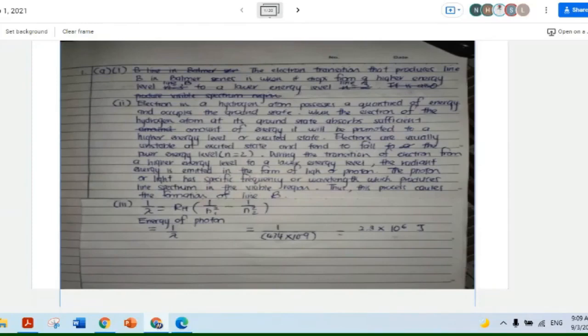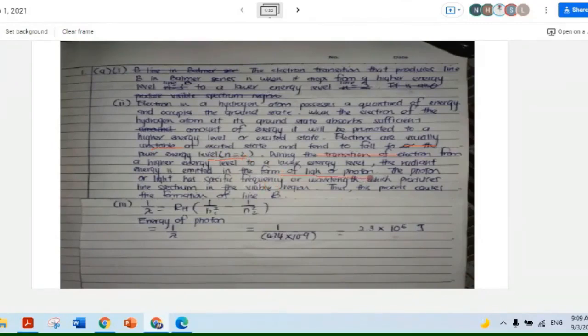Okay, good. Next. Electrons are usually unstable at the excited state and tend to fall to a lower energy level. Okay, yes. Usually unstable, so it will fall back to a lower energy level. So in this case, it is n equal to 2. Oh, very good. Okay, Alvin answered specifically because this case is Balmer. Okay, next, continue.